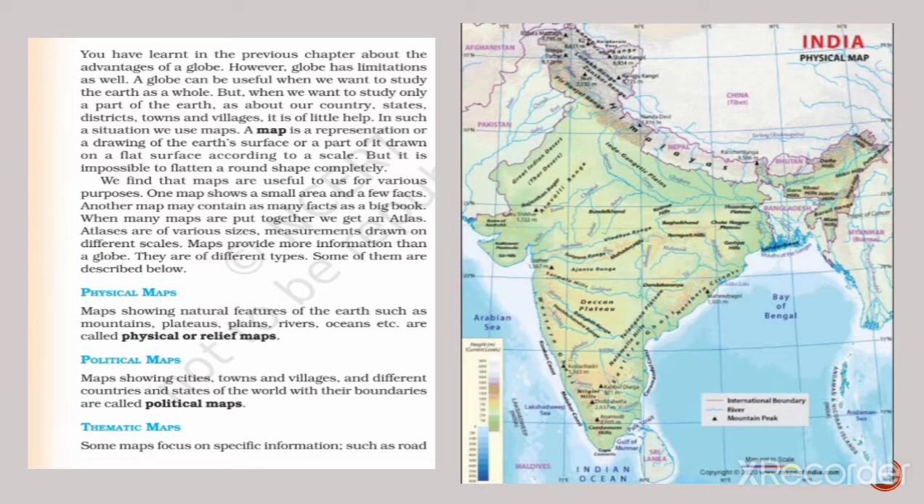Maps are of three types. They are physical maps, political maps, and thematic maps. Let's discuss in detail the three types of maps. First one is the physical map.